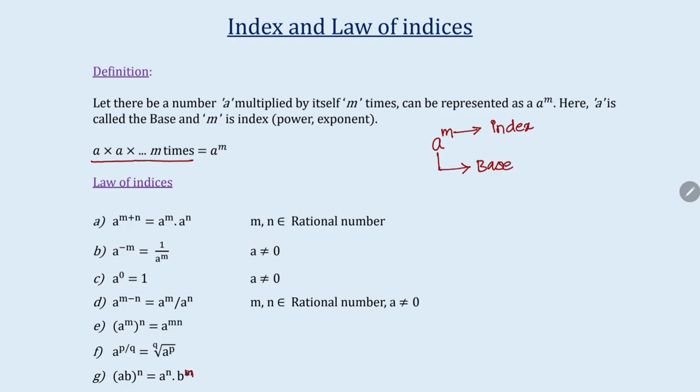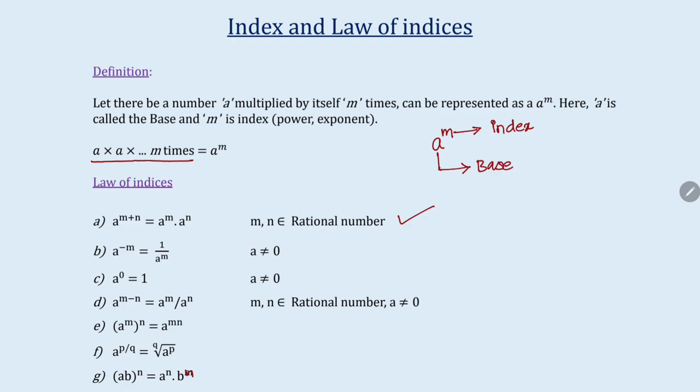Now there are some laws associated with index which we will go through one by one. The first one is a raised m plus n. This we can write as a raised m multiplied with a raised n, where m and n are rational numbers.